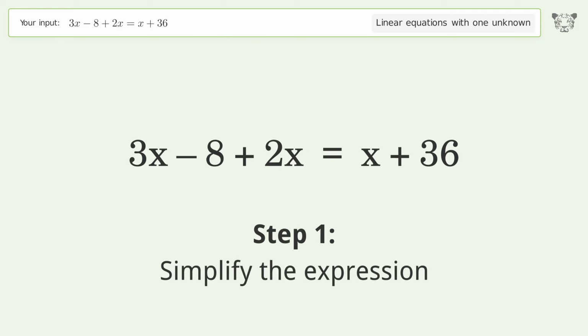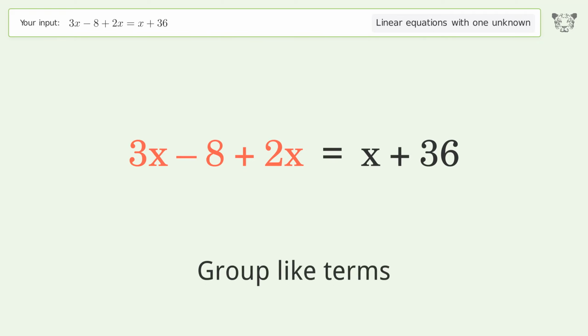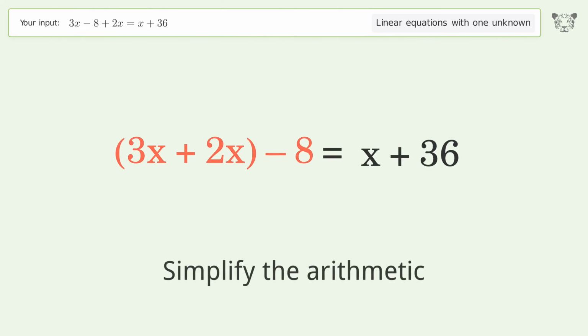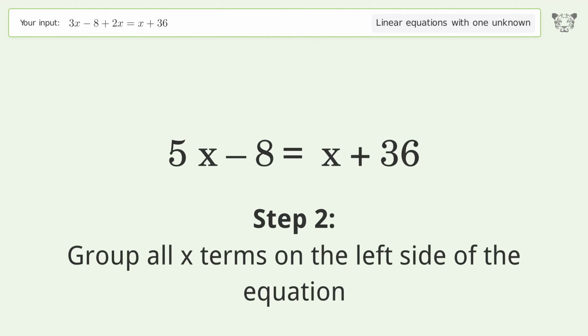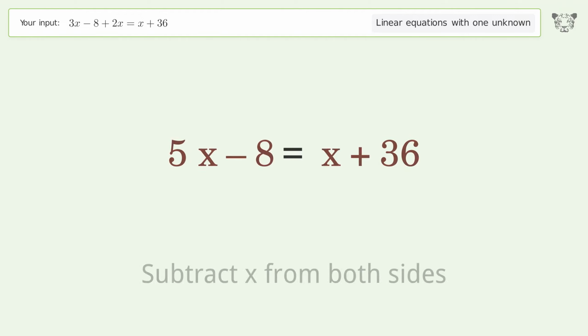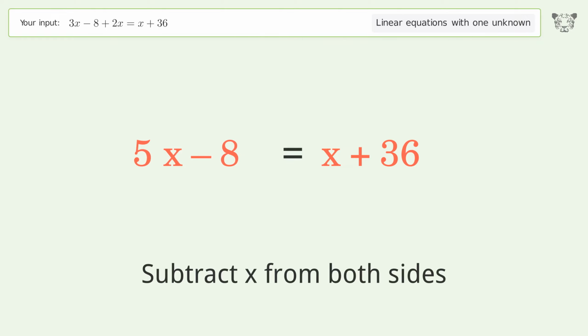Simplify the expression. Group like terms. Simplify the arithmetic. Group all x terms on the left side of the equation. Subtract x from both sides.